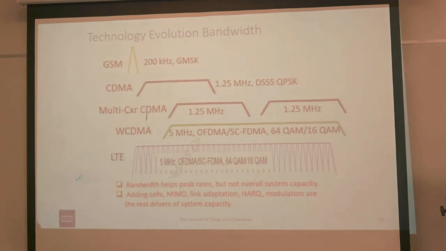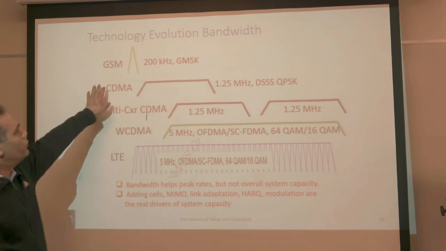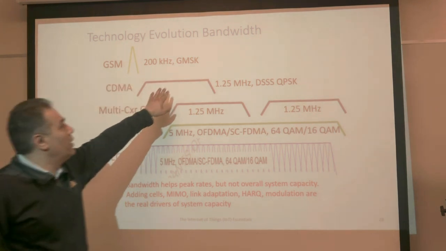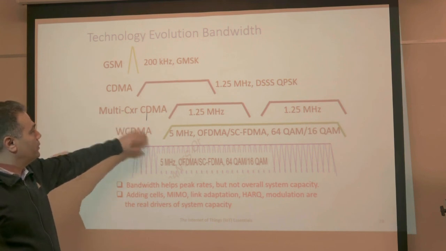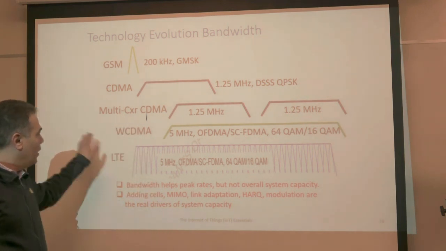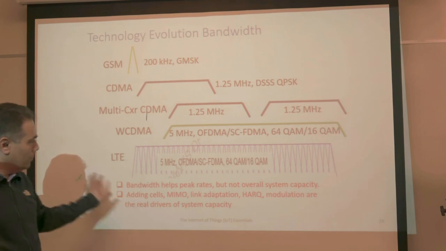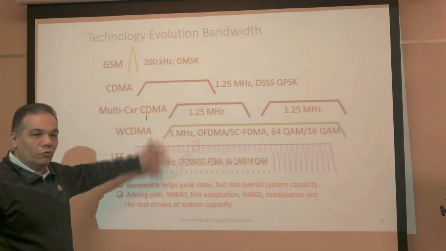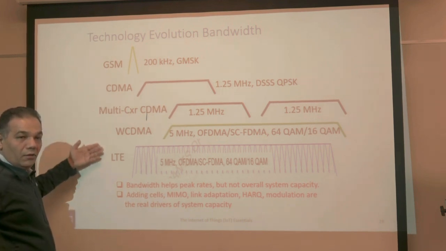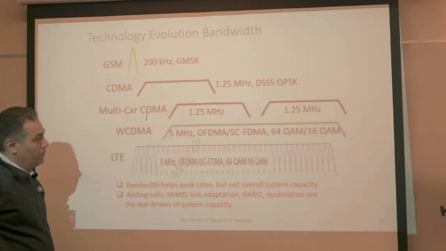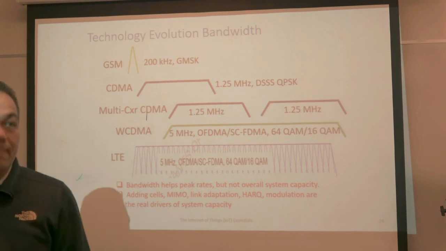So, technology evolution and bandwidth: GSM started with 200 kilohertz, and GMSK is the modulation, and all of that. This is something you learn in mobile communication, you don't have to worry about it. Then CDMA, then multi-carrier CDMA, then wideband CDMA, and LTE. You have to take a wireless communication course to understand these terms. You don't have to, but they are a big story. Each one of them is a different technology, and basically that's how we evolved, with different kinds of modulation for each. Exactly.